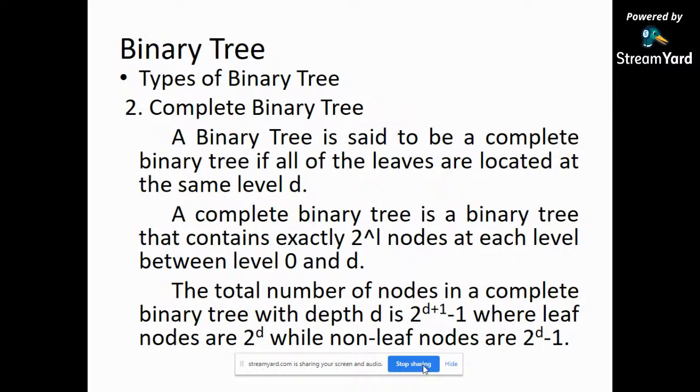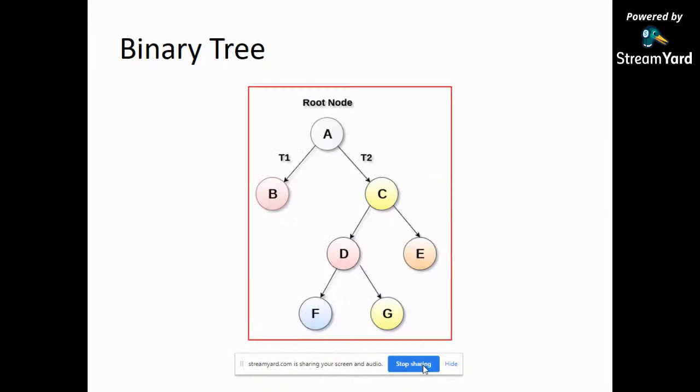Next is the complete binary tree. A binary tree is said to be a complete binary tree if all of the leaves are located at the same level. Like this is a strictly binary tree because every node will have two children here, or they don't have children. Root node A is having two children, then node C is having two children, node D is having two children, while node B and nodes E, F, G are not having any child. So either you will have two children or you won't have any child. So this is a strictly binary tree.